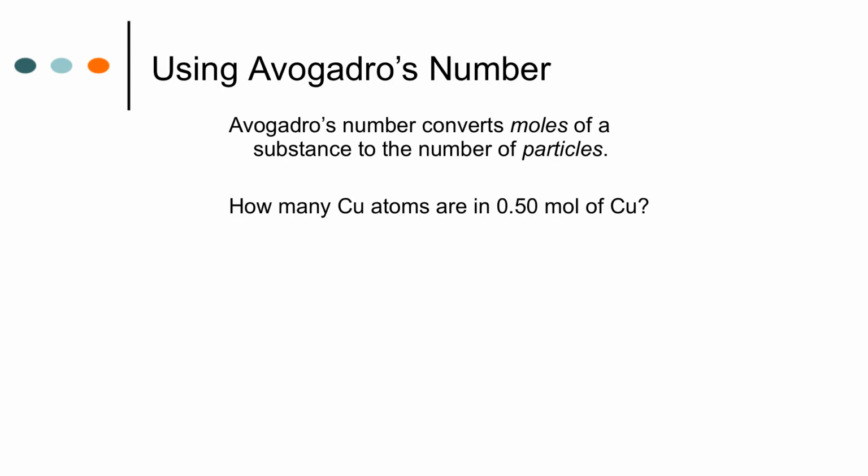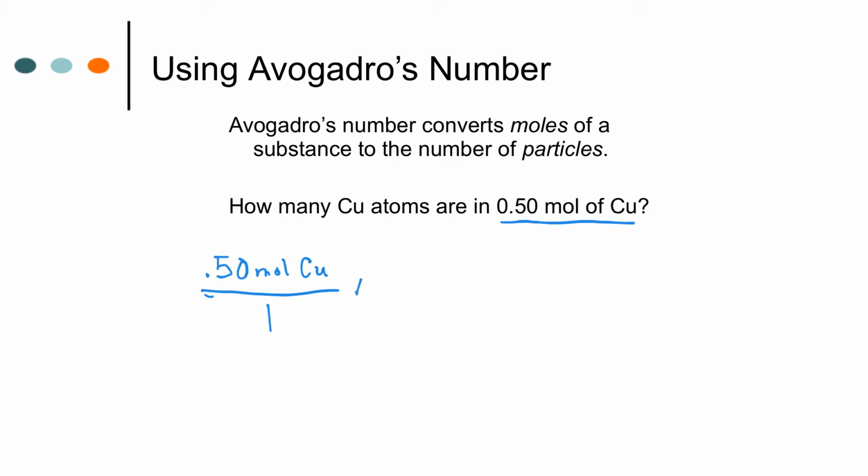So let's look at this one. It says, how many copper atoms are in 0.5 moles of copper? And so we know that whenever we do any type of converting, we're always going to start with what we're given and then put it over 1. And so this is what we're given, 0.5 moles of copper. So we have 0.5 moles of copper, and we're going to put that over 1.